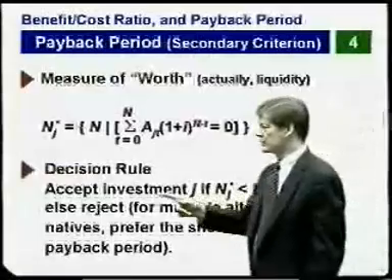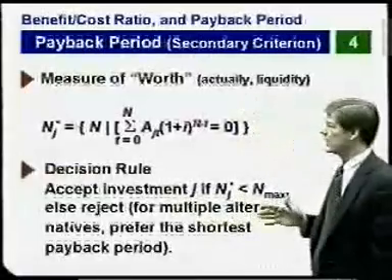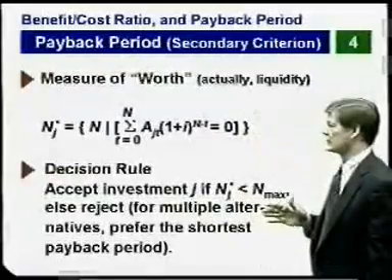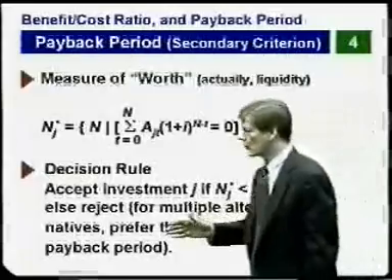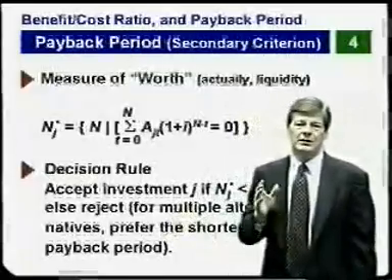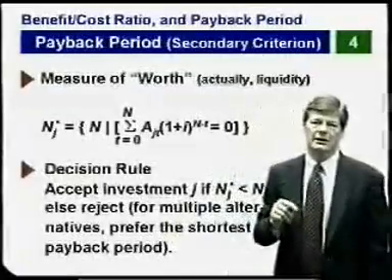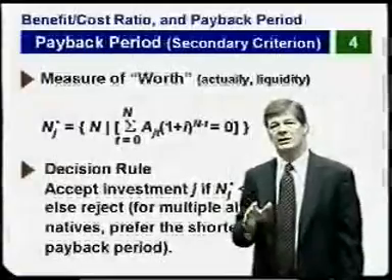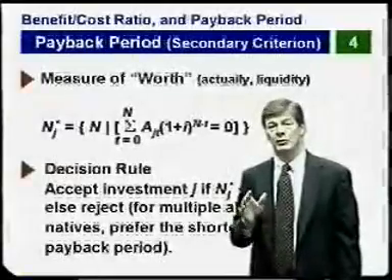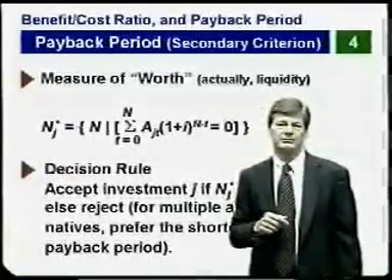Otherwise, we will reject. In the case when we have multiple alternatives, the manner in which this criterion is often used is to prefer that course of action which has the shortest payback period. This particular criterion will not necessarily lead you to the same decision as the other economic decision criteria that we've talked about in this class. I'll show you why in just a moment.